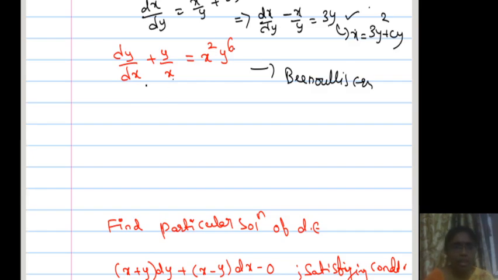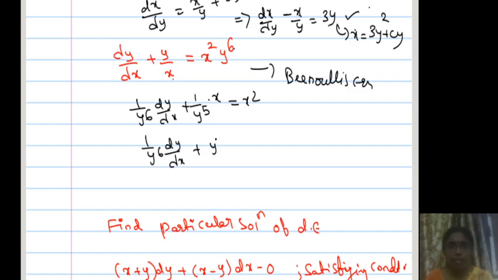Next, in the Bernoulli equation dy by dx, how to do this? First you have to convert into standard form. How to convert to standard form? Here, divide by y power 6. So 1 by y power 6 dy by dx plus here 1 by y power 5, because y by y power 6 means 1 by y power 5, x square. It is looking like 1 by y power 6 dy by dx plus y power minus 5 into x is equal to x square. Here it is a function in x variable, here also x variable, but you have an extra term here.